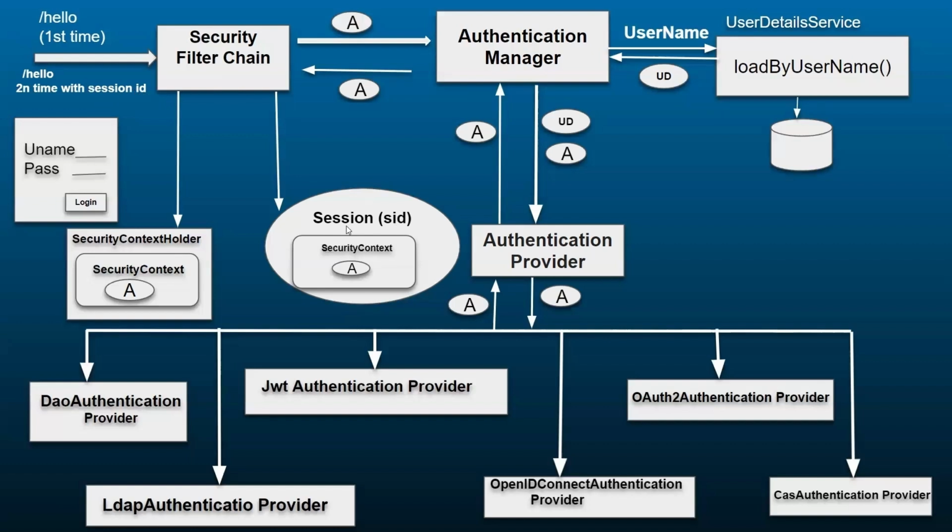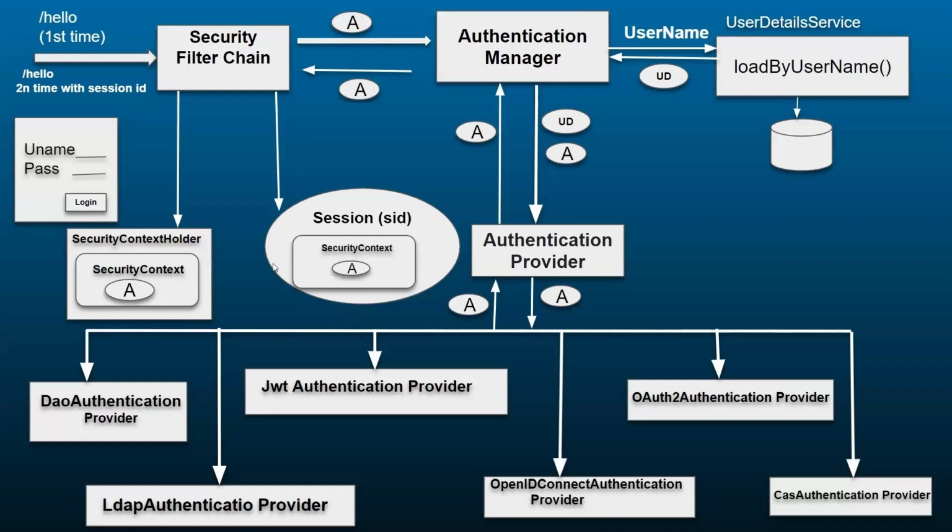If it is matching, then the security filter chain copies this security context object and pastes it into the security context holder with that authentication object, and then it allows that HTTP request to access the API. So basically this is the Spring Security flow.